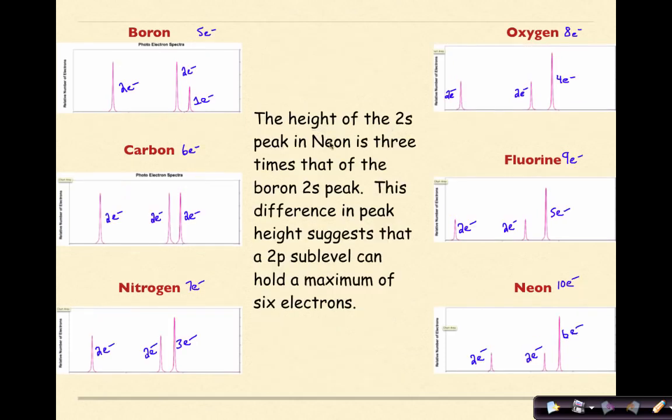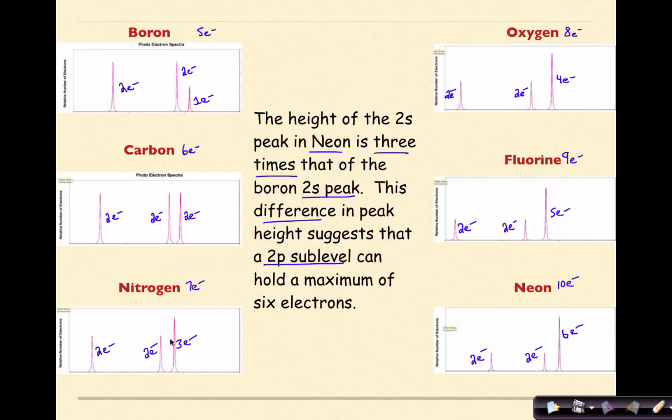The height of the 2p peak in neon is 3 times that of the 2s peak. This difference in peak height suggests that a 2p sublevel can hold a maximum of 6 electrons. And we can see here as we go through the PES data, here boron has 2 electrons, and 1 electron, and we can see the differences in peak height. Carbon, 2, 2, 2, the peak heights are all the same. We get to nitrogen, 2, 2, then 3 electrons.